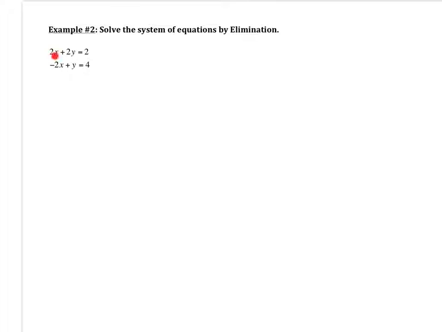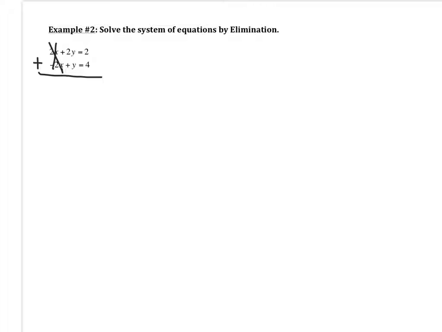So the x's have a 2 and a -2, which are opposites of each other, but then the y's have a 2 and a -1. But as long as one of them has opposite coefficients, we're good to go. So once we see that they have opposite coefficients, we can add downwards. 2 plus -2 would cancel each other out. That's the whole elimination part of the elimination method.